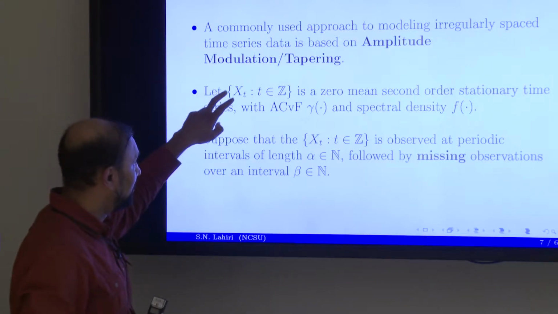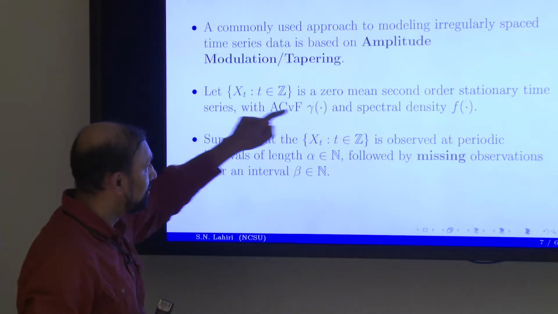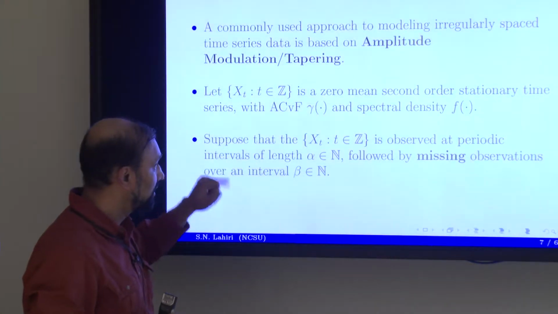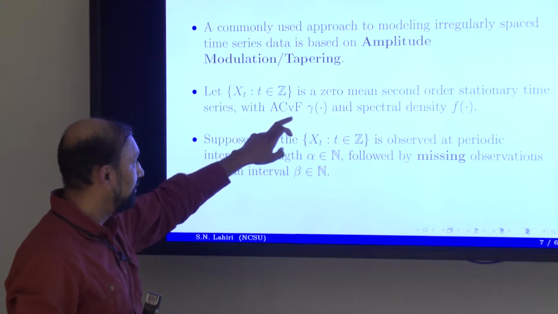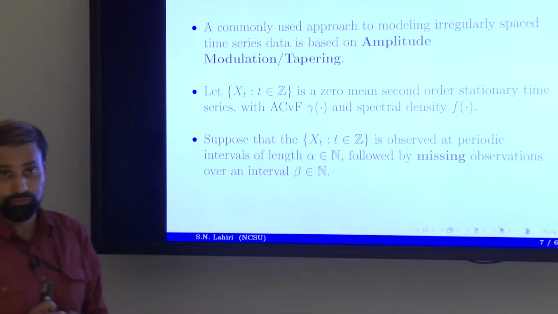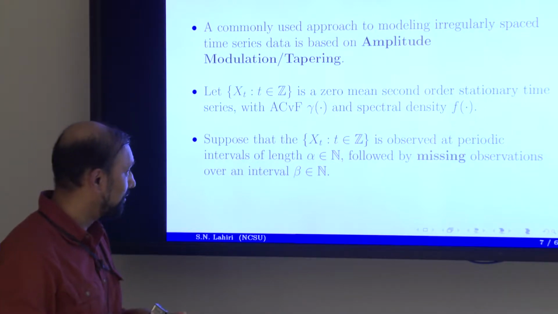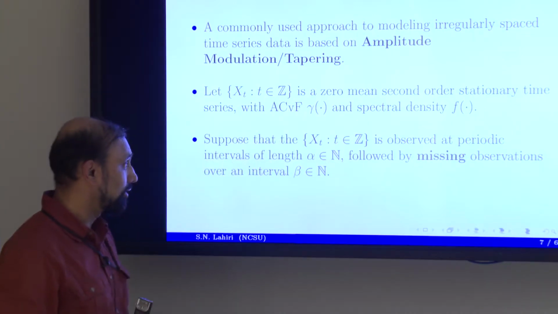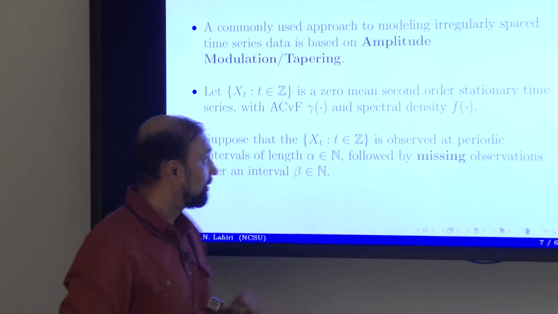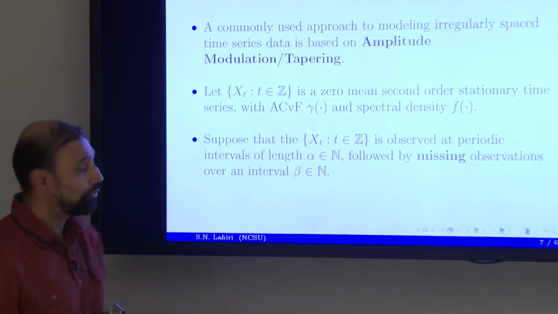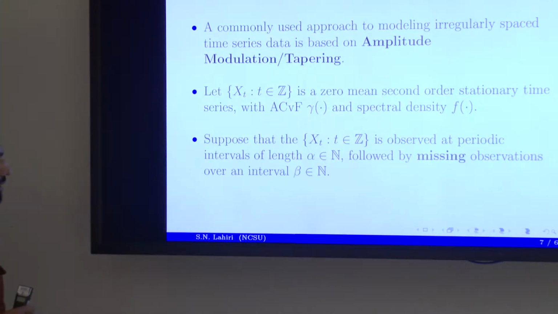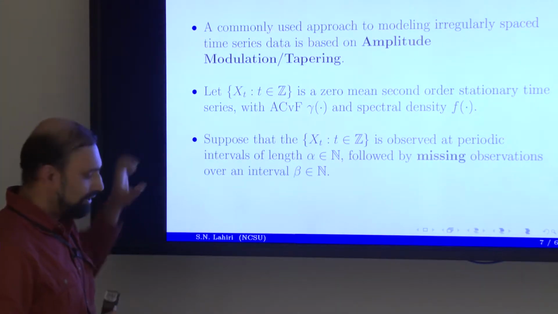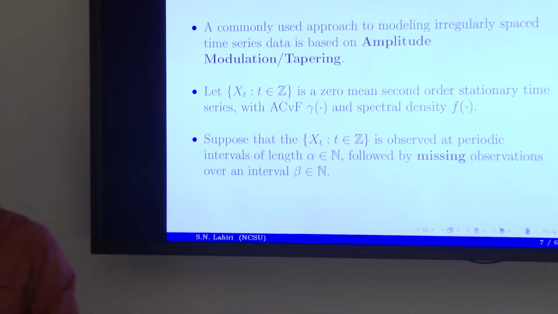So to begin with, we have xt, a discrete time parameter process. We'll suppose that it has mean 0. It is second order stationary. I write ACVF for auto-covariance function. Sometimes ACF is autocorrelation or covariance, but for us this is only the covariance function, and the spectral density f. This is again following the same notation. And the setup that we have here is more like we have observations that are missing in a periodic pattern.